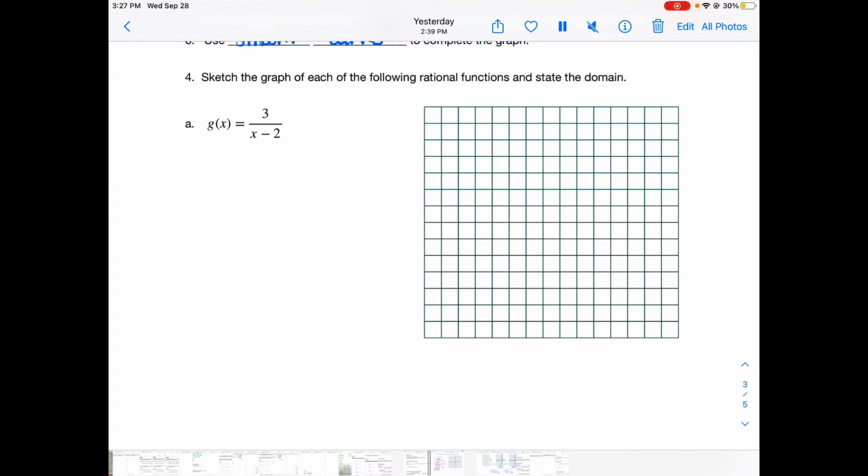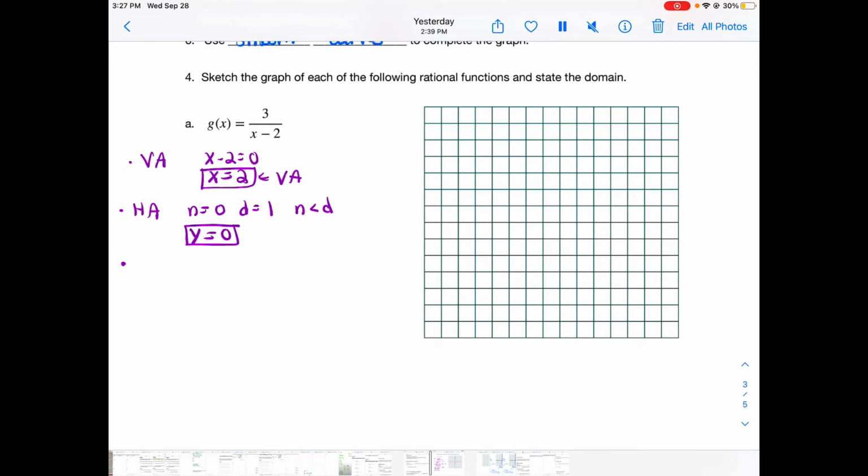So starting with g of x is equal to 3 divided by x minus 2. Step 1, see if it simplifies. Well, no, it doesn't simplify. So then I'm going to find my vertical asymptotes by setting my denominator equal to 0, and I get a vertical asymptote at x equals 2. Then I'm going to find the horizontal asymptote. So I'm comparing the degree of the numerator, which is 0 in this case, and the degree of the denominator, which is 1. So since the degree of the numerator is less than the degree of the denominator, my answer for horizontal asymptote is y equals 0. Since I have a horizontal asymptote, I will not have a slant asymptote.